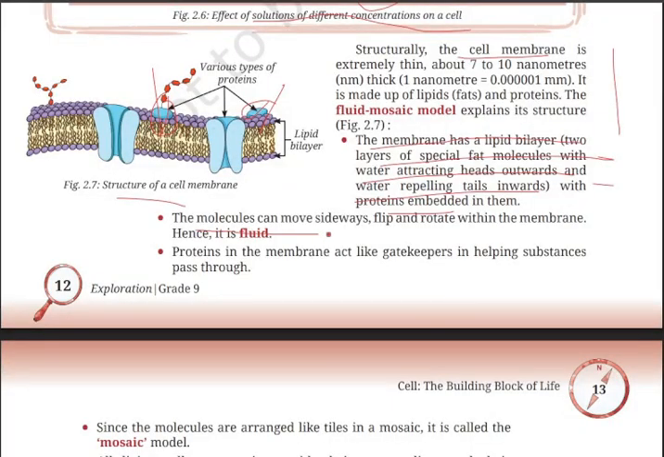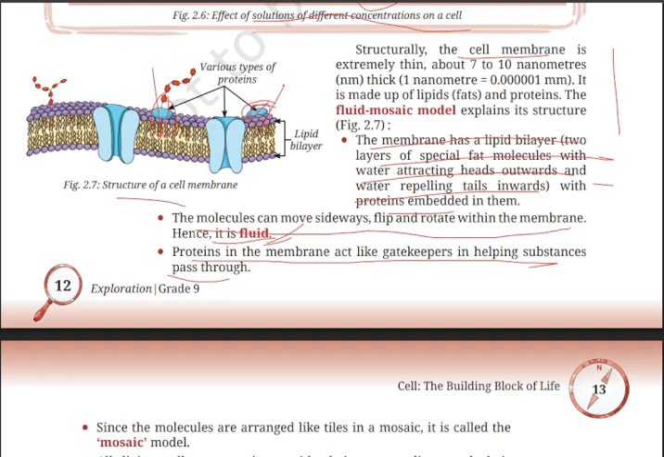The molecules can move sideways, flip and rotate within the membrane, hence it is fluid, because fluid can behave the way it wants. Proteins in the membrane act as gatekeepers, helping substances pass through. So these are the proteins that help as gatekeepers.